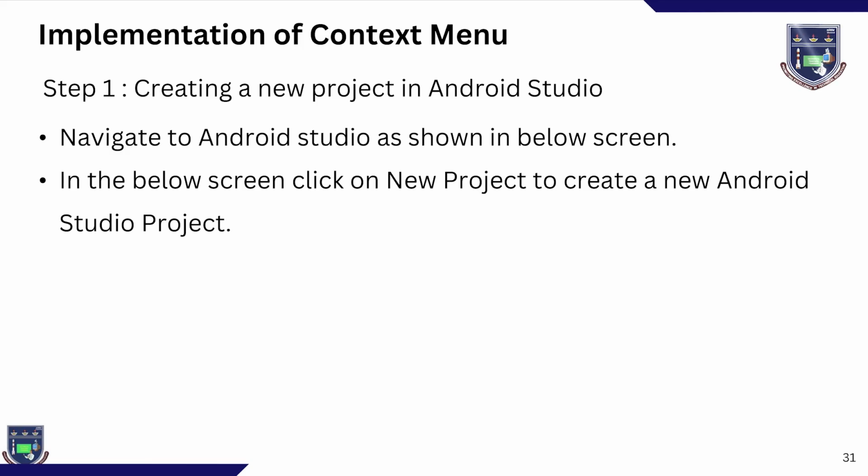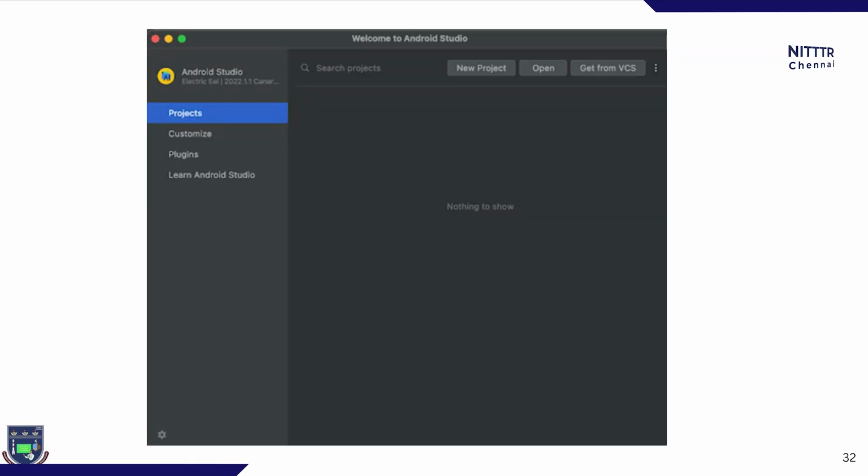We will be creating a simple application for displaying the context menu in an Android application, following a step-by-step guide. The first step is creating a new project in Android Studio. Here we have to navigate to Android Studio as shown on the screen, and click on New Project to create the new Android Studio project. After clicking on New Project, you will see a screen like this.